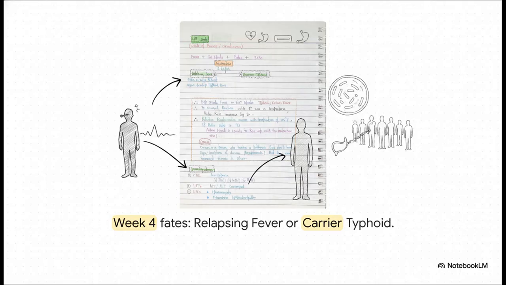Finally, if the patient makes it through week 3, we hit week 4, the week of recovery. Fever, GI issues, pulse, ECG, they all finally start to normalize. But hold on, the story isn't completely over. There are 2 tricky fates left. First, they might get relapsing typhoid, where, after about 10 days of looking totally fine, the typhoid comes roaring back. Or, second, they might transition into carrier typhoid, which, as we'll see, is a massive headache for public health.